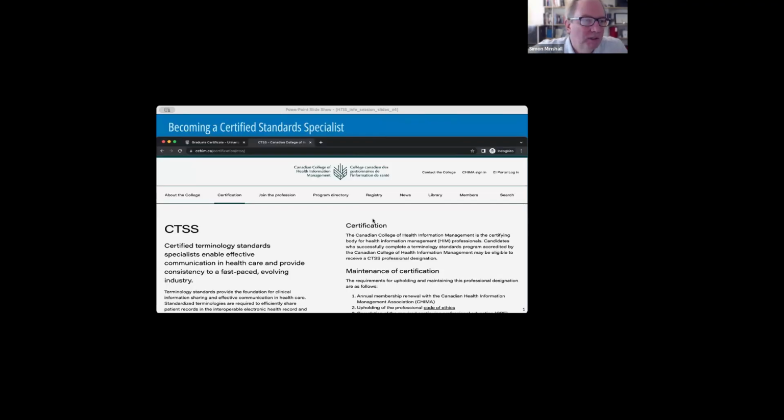The CTSS is CHIMA, the Canadian, the page I'm showing here isn't CHIMA, it's the Canadian College of Health Information Management. CHIMA is their sister organization that also deals with accreditation. They issue the CTSS, the Certified Terminology Standards Specialist, and the way they issue that is that there is no exam. You don't have to write a professional qualification exam. The only way to get that is to complete our program, and that's for the time being. If another organization comes up, then maybe there'll be two ways of doing it.